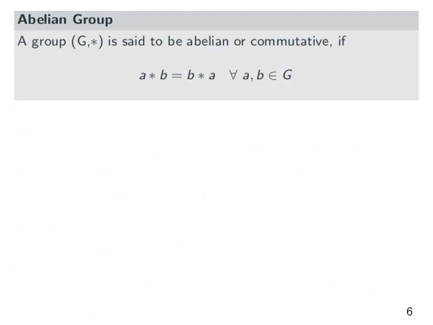Abelian group. A group G is said to be abelian or commutative if A star B equals B star A for all two elements A and B in the set G.